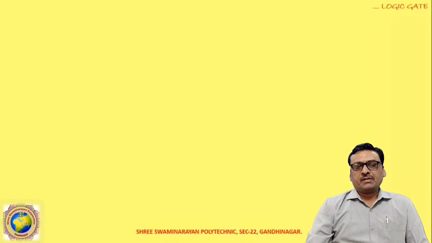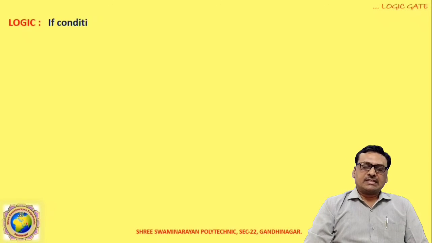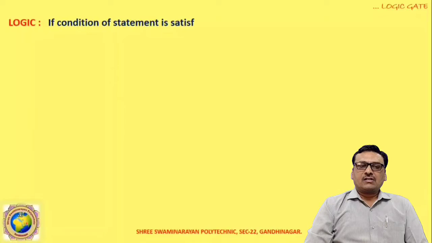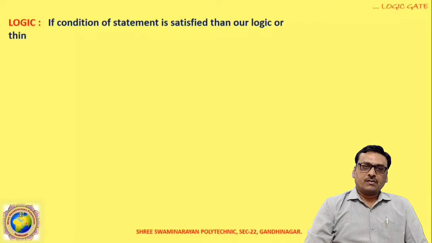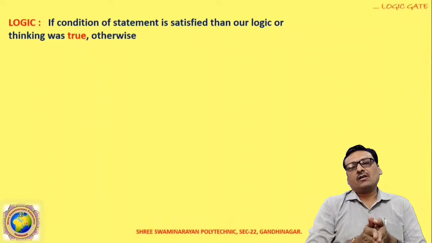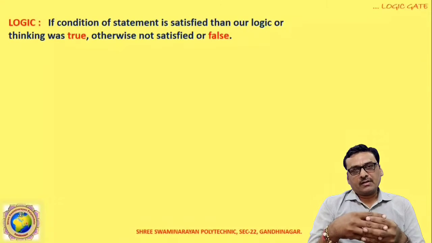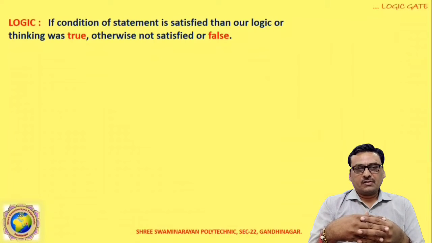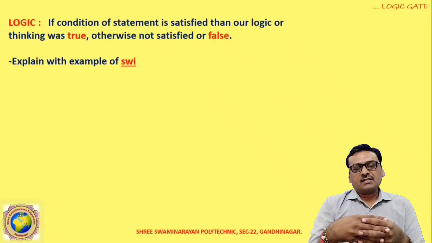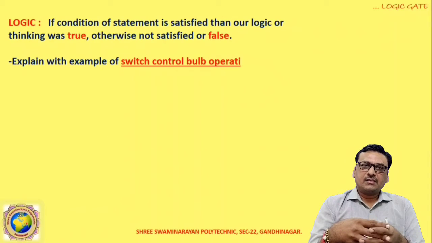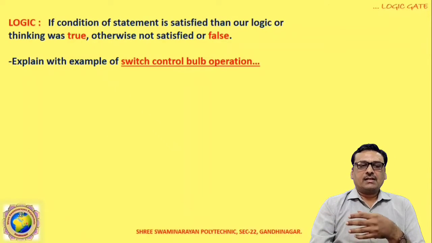Meaning of logic: if the condition of the statement is satisfied, then our logic or thinking is true. Otherwise, it is not satisfied, or false. Our condition must be satisfied, and only then will it be called true or false, or on or off. Let us explain this with the example of a switch, a bulb and its operation, and how to control the bulb by using the switch.